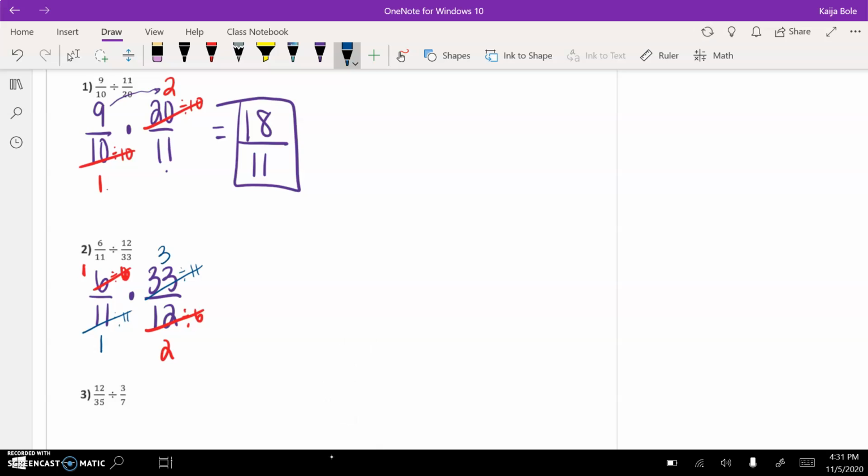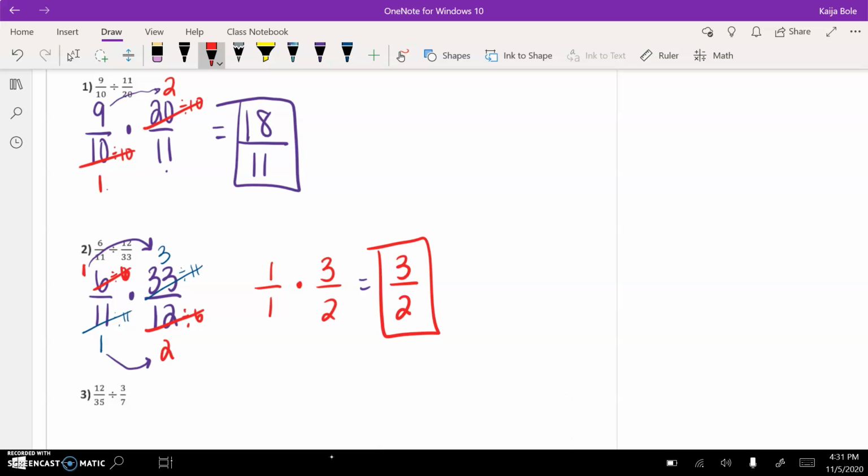Okay, now at this point, some of you might want to rewrite the fractions. You don't have to, but some of you might want to go in and be like, okay, so I got down to 1 over 1 times 3 over 2. Or some of you maybe might want to draw little arrows. So you're like 1 times 2, 1 times 3, whatever makes you happy. So in the end, I would get 3/2.